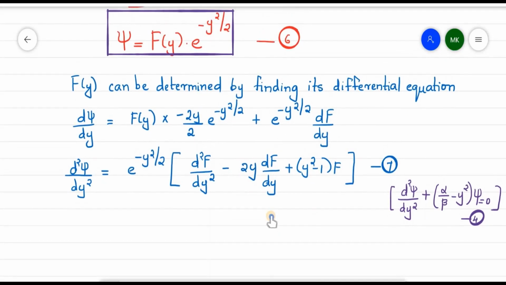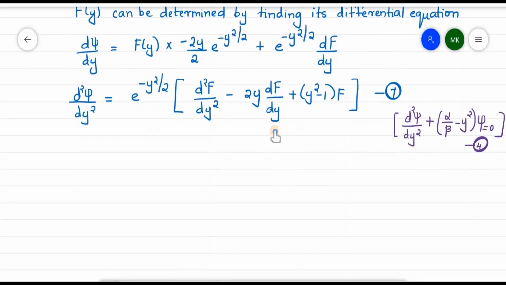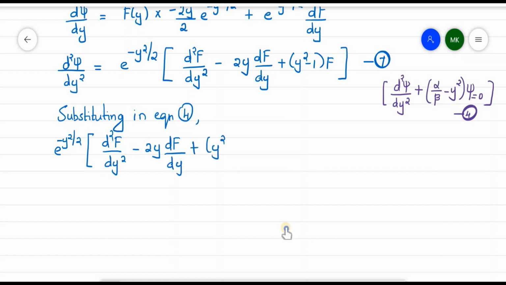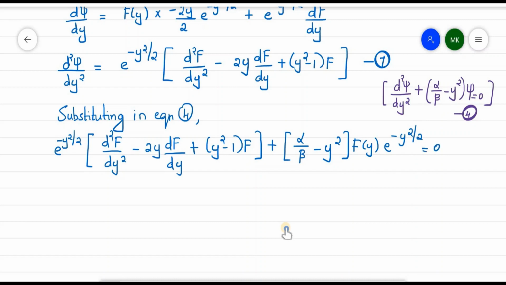So in equation 4 we have to substitute the value of d square psi by dy square and also psi. And psi is f of y e raised to minus y square by 2. So substituting in equation 4 we get e raised to minus y square by 2 d square f by dy square minus 2y df by dy plus y square minus 1 f. So this is d square psi by dy square plus alpha by beta minus y square into psi, and psi is f of y e raised to minus y square by 2. So this is equal to 0.